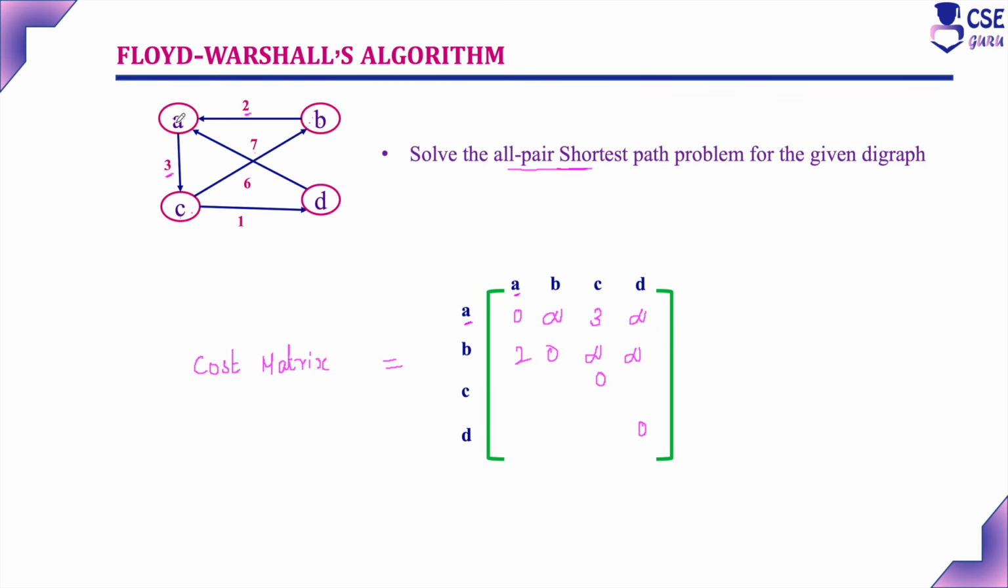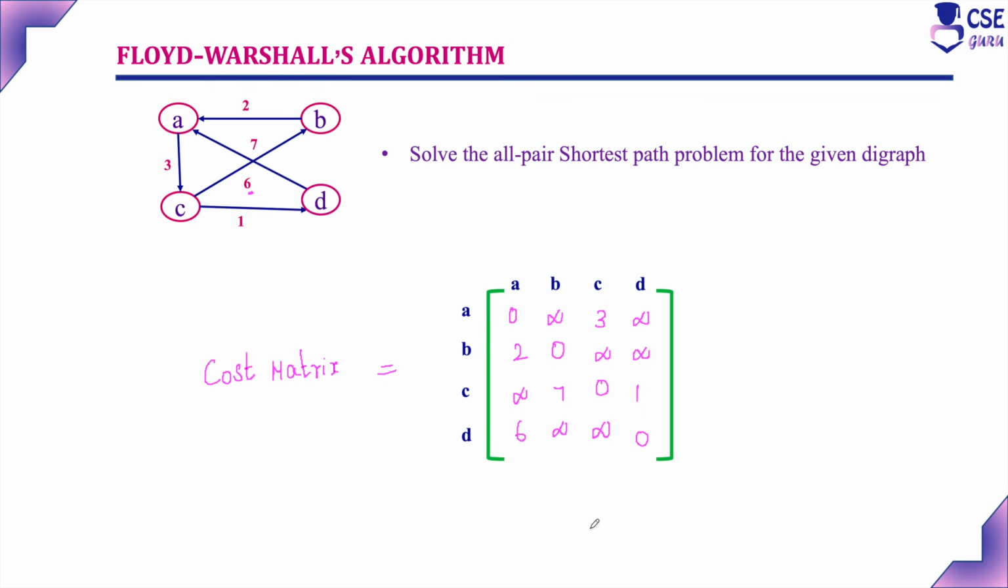C to A, there is no direct path. There is only a path from A to C, so we will make it infinite. C to B, the distance is 7. C to D, the distance is 1. Next, D to A, the distance is 6. D to B, there is no direct path, so we don't know the distance and will make it infinite. D to C also, we don't know the distance, so we will make it infinite. So, this is the cost matrix for this given graph.